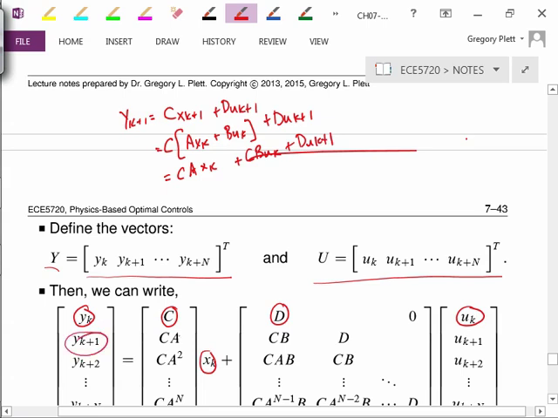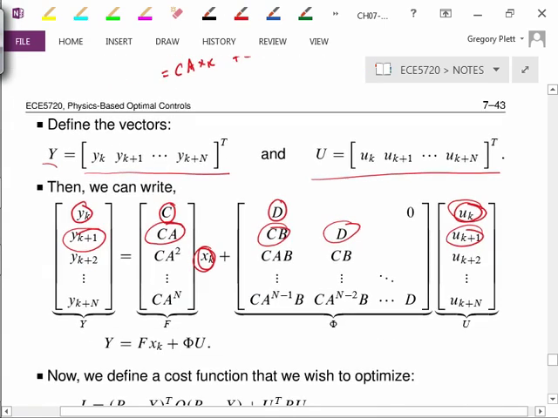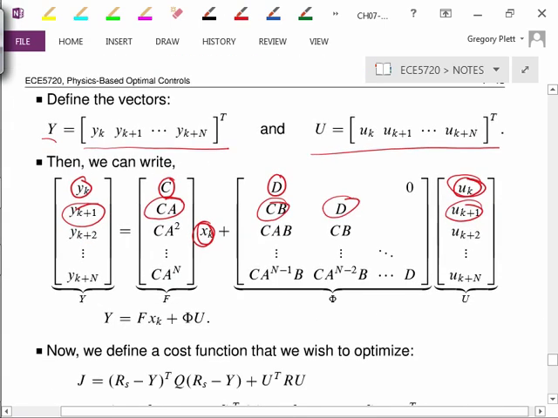We have yk plus 1 is c times a times xk plus c times b times uk plus d times uk plus 1. And we keep on doing that to predict all of the future performance variables of interest up until time k plus n to get an expression for all of these y's in terms of all of the u's. And there's two matrices that are automatically formed when we do this. This matrix, C, Ca, Ca squared, Ca cubed, all the way up to Ca to the nth power, we're going to call that F here.